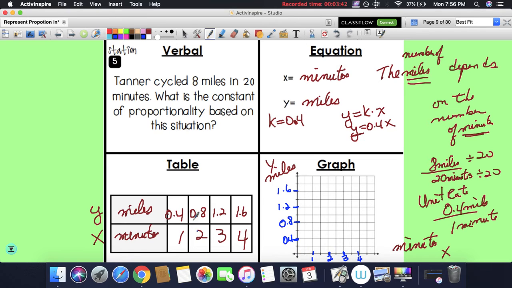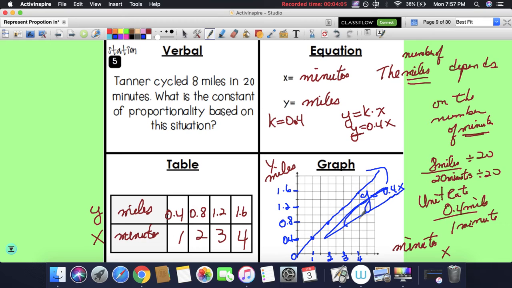So let's plot our points. In 1 minute, I go 0.4. Let me write a 0 here. In 2 minutes, I'm going to go 0.8 of a mile. In 3 minutes, 1.2, and 4 minutes, 1.6. I want to connect this and put an arrow at the end. And this says that the equation of the line, I'm just going to write it right here, is 0.4x.